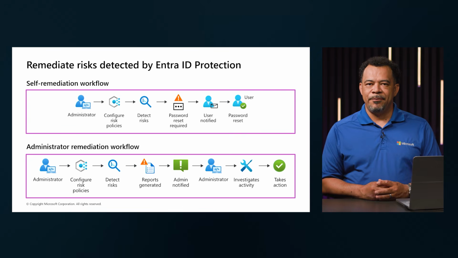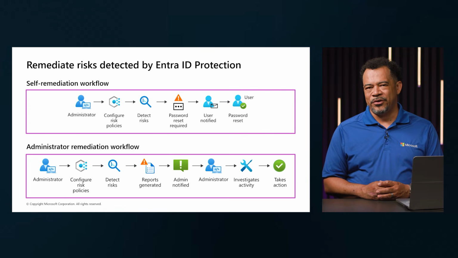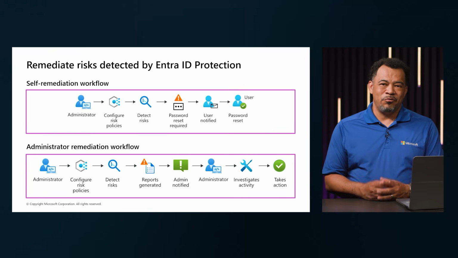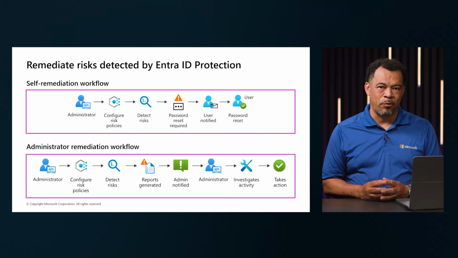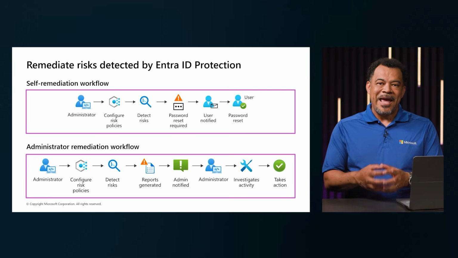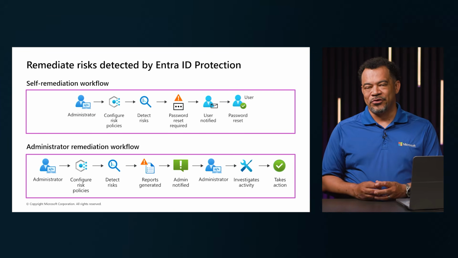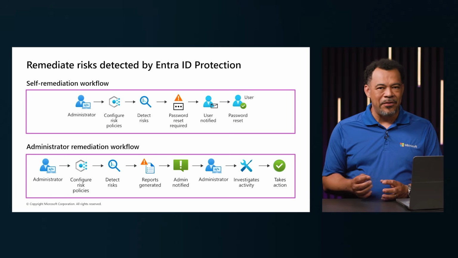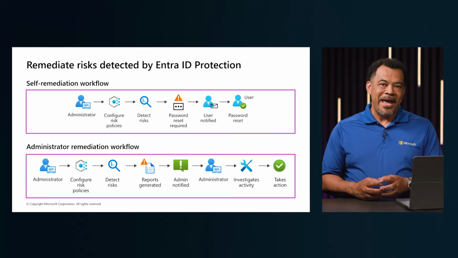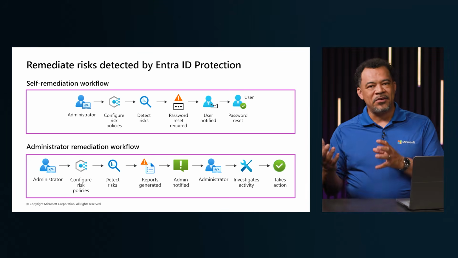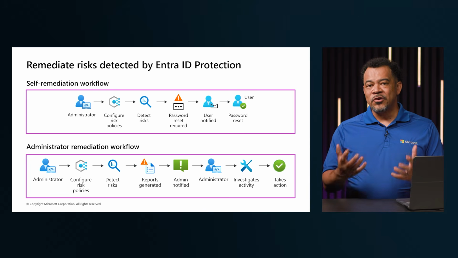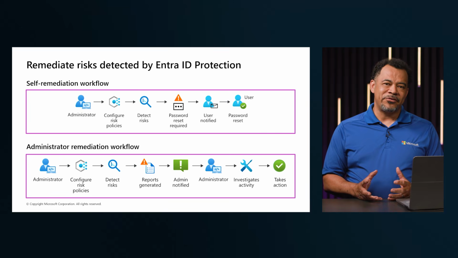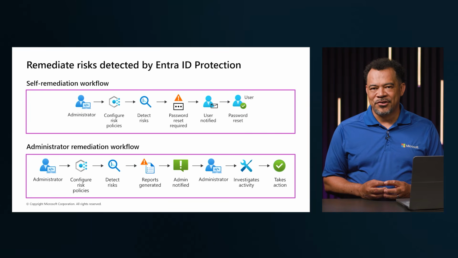For administrative remediation workflows, here's what you would do. When the user logs in and can't self-remediate for whatever reason it may be, the admin can review the risky user's authentication process in the Entra portal. The admin investigates it. It can look at things like sign-in logs. It can look at risk detections. It can look at the user's behavior. And then based off of that, the admin can take action.